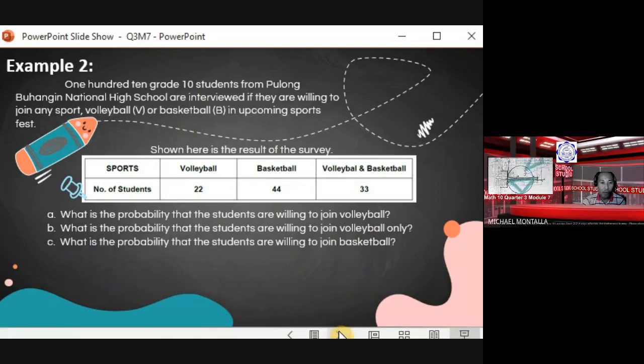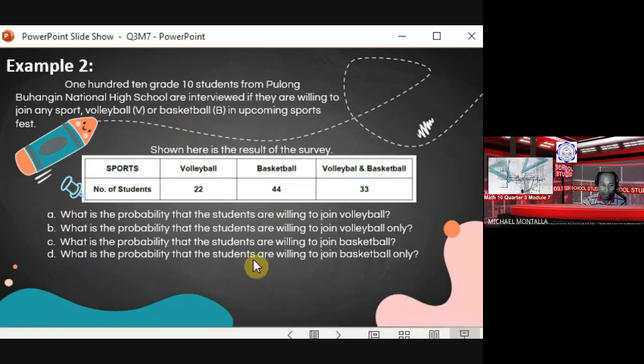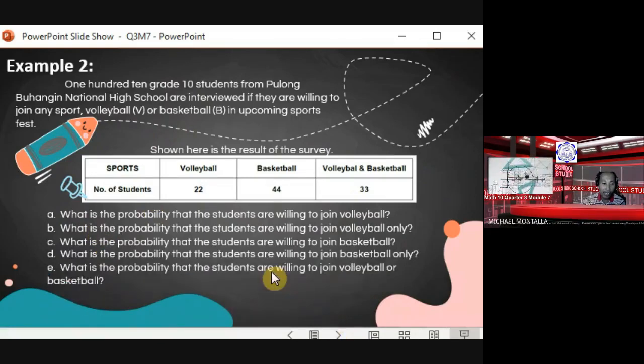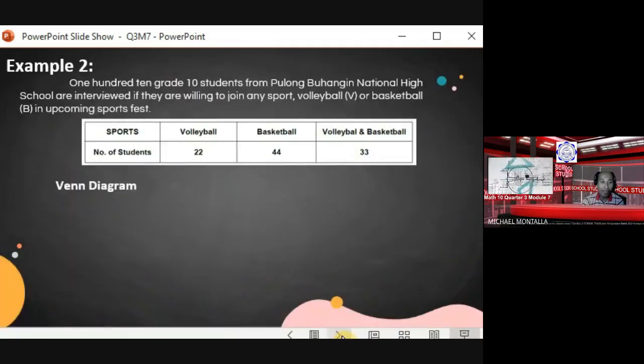Ayan. Willing to join basketball. Ilan yung probability? Okay? And willing to join basketball only. Parang naulit yung A at B kanina na question. And then letter E, probability that the students are willing to join volleyball or basketball. Okay? So those questions will be answered later. At ito ay madali lang naman. Okay? Kayang-kaya mo to. Let's continue now.